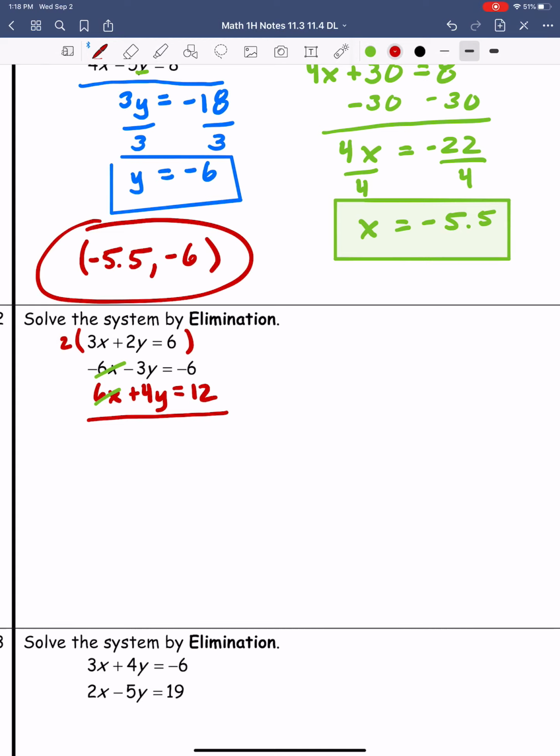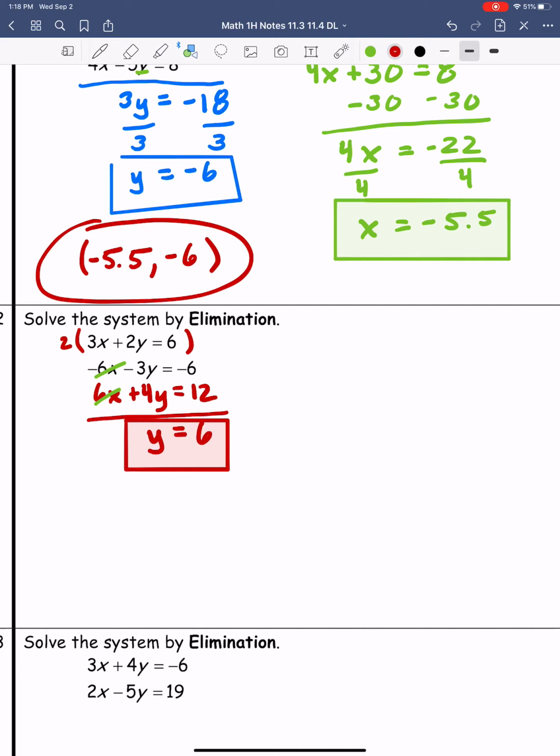And then I get negative 3y plus 4y. Well, that's just 1y, and that equals a positive 6. And then this one doesn't really require any extra work, so that's kind of nice. We got half of our answer there. We just need to go ahead and find the y coordinate now.